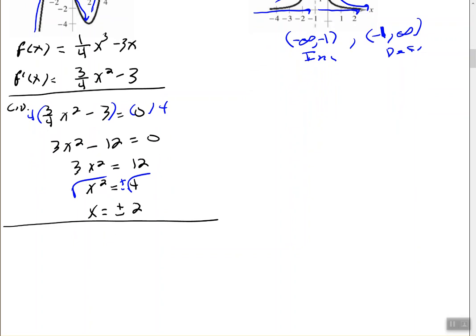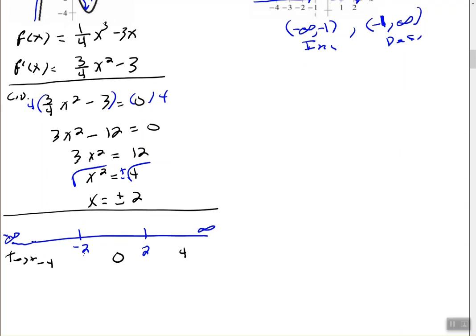Now after you find your critical values, you want to create a number line and put those critical values on it. Then you want to identify test values on each interval. So you're going from negative infinity to negative 2, negative 2 to 2, and 2 to infinity. For my test values, I'm going to test negative 4 in the first interval, then 0, and then 4.